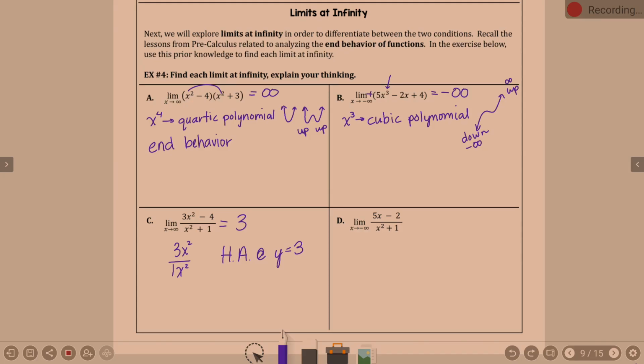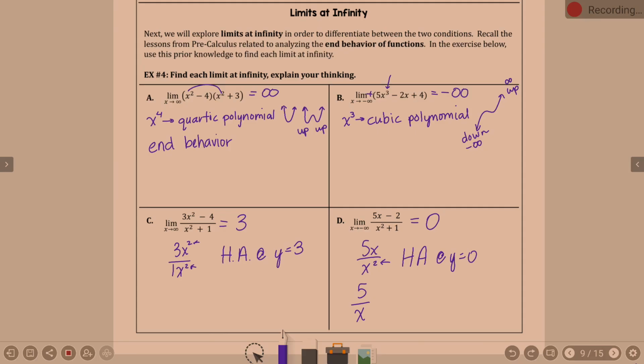Okay, so here, 5x and x squared, bigger power is on bottom. When the bigger power is on bottom, there's a horizontal asymptote at y equals 0. Okay? They give a little bit more information than that, but I'm trying to keep it simple, relating it to your previous knowledge. And if you think about reducing it, it's 5 over x, same idea, bigger power on bottom.